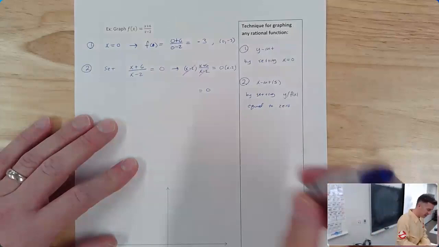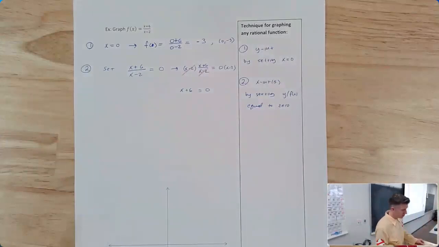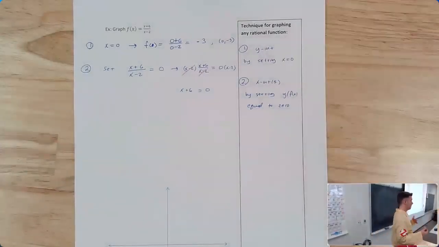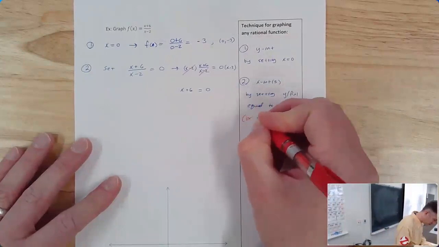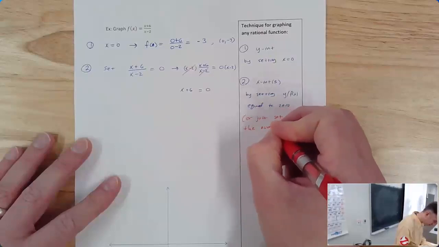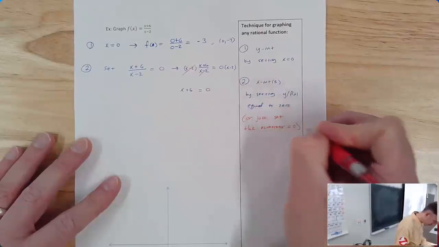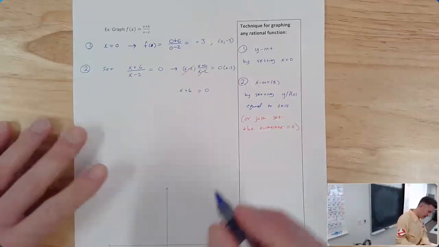And so what ends up happening is you end up just setting the numerator equal to 0. So for a rational function, you can always skip the step of setting the whole thing equal to 0 and jump to setting just the top equal to 0. So I'm going to write that over here. You can set the whole function equal to 0 or just set the numerator equal to 0. The thing I always say to myself when I do this is, if I want a fraction to equal 0, the only way a fraction equals 0 is if the top is equal to 0 and the bottom isn't.